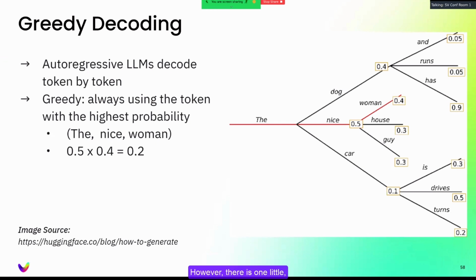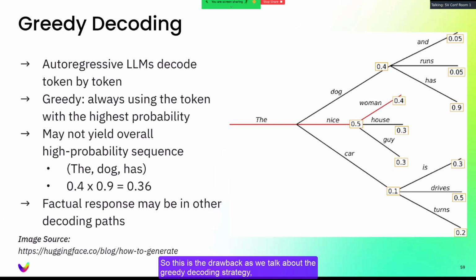However, there's another sequence that actually has a higher overall probability. You might have noticed. If you take a look at another path here, "the dog", at first it only has 0.4, but if you keep generating and then you meet "has", if you choose this sequence, "the dog has", then it has a probability of 0.36, which is higher than this 0.2. So this is the drawback of the greedy decoding strategy, because selecting the token that seemingly has the highest probability does not mean that the overall sequence has the highest probability.